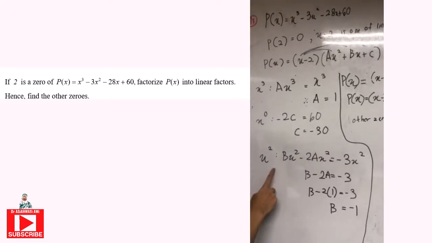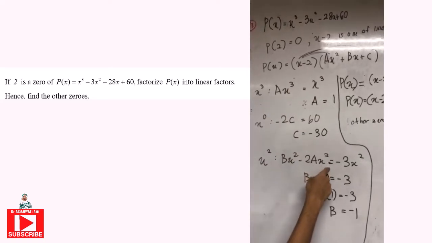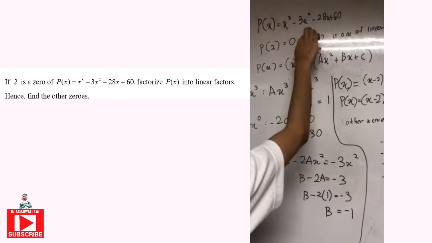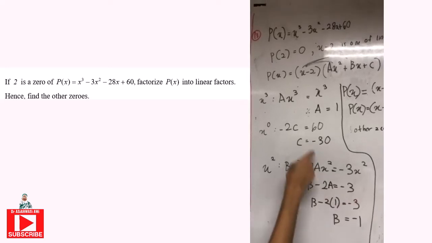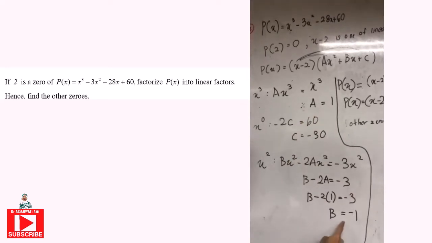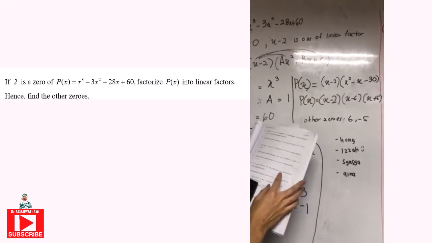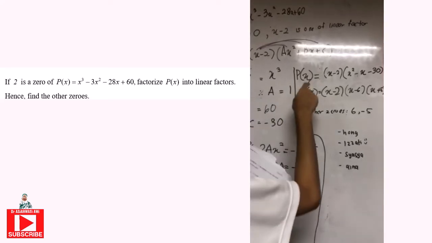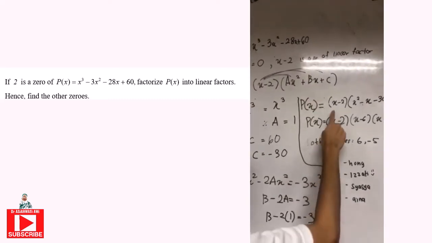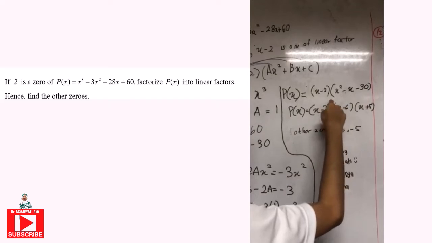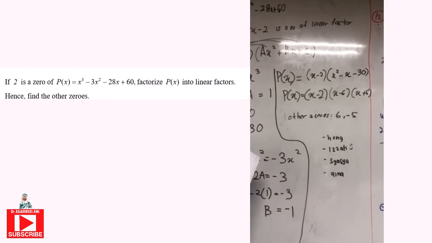For x power of 2, when we expand this, we will get the x power of 2 minus 2a x power of 2. So from this equation, x power of 2 is negative 3. And then we compare, we substitute the a value that we already got, and then we get b is negative 1. And then the question asks to factorize p(x) into linear factors. So we just substitute the values that we get from the equation, and then we will get this factorized.